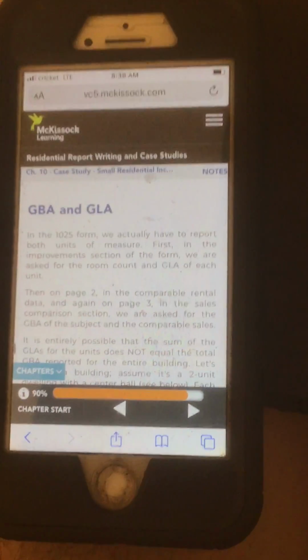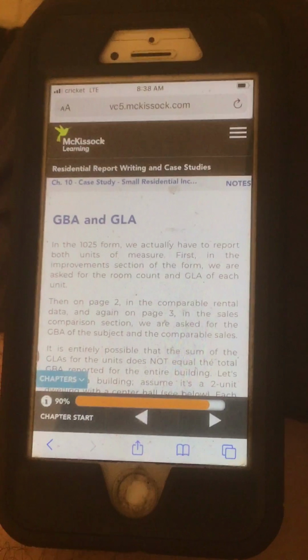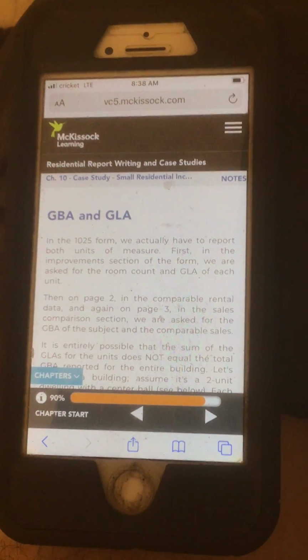Residential report writing and case studies. Chapter 10, case study, small residential. GBA and GLA.